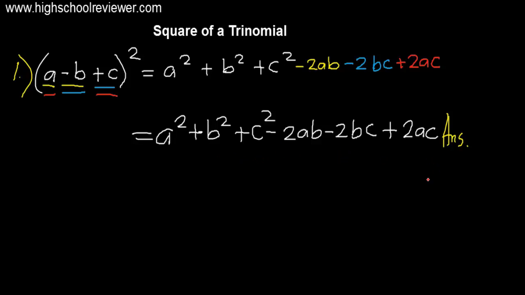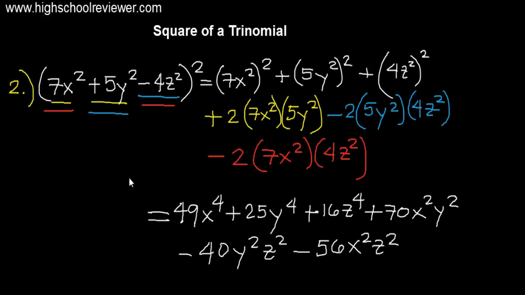Number 2. We have the quantity of 7x squared plus 5y squared minus 4z squared raised to the power of 2. This is the first term, the second, and the third term. Again, get the square of the three terms, and then we will multiply by 2 the product of the first and the second term.